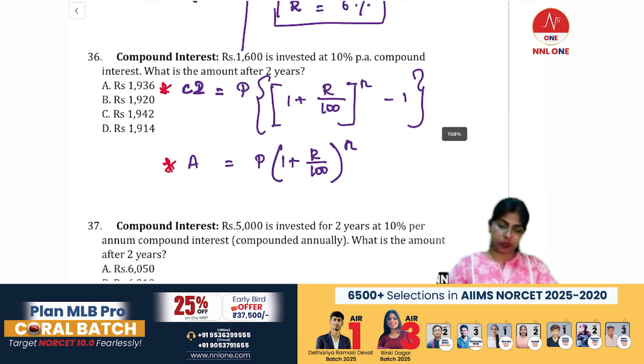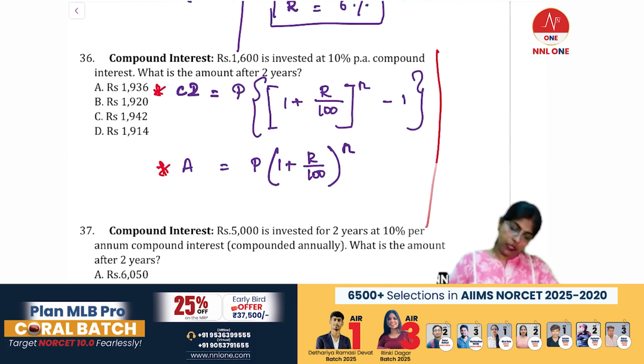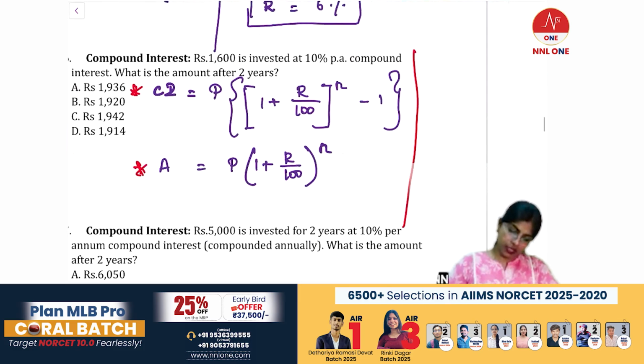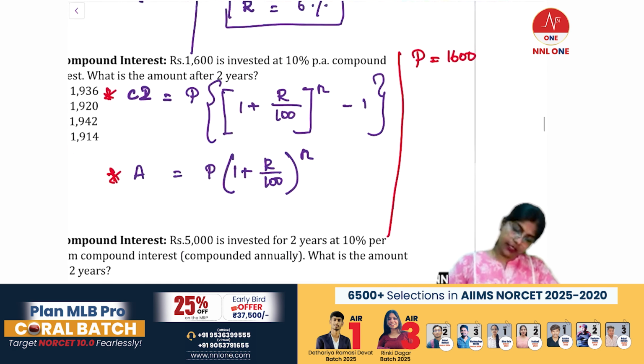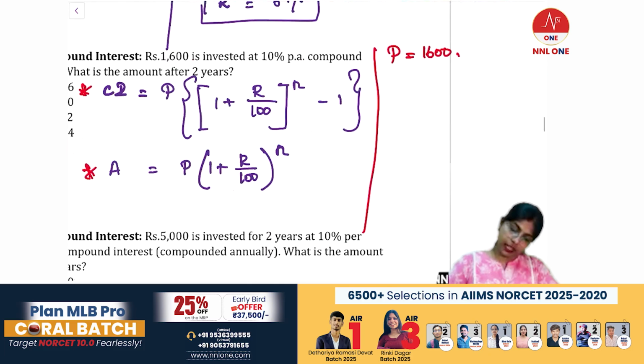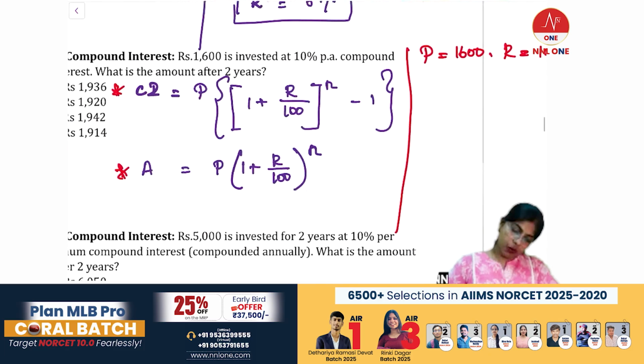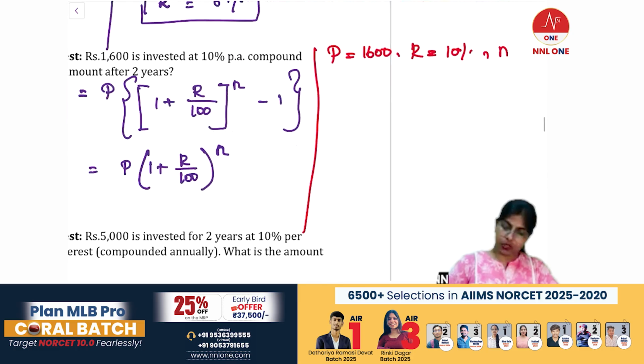Okay, now we'll solve it. Rupees 1,600 is invested. What is rupees 1,600 here? It is the principal amount. So principal is equal to rupees 1,600. It's invested at 10% per annum. Rate of interest is 10%. What is the amount after 2 years? N is equal to 2. So they are asking what is the amount after 2 years.